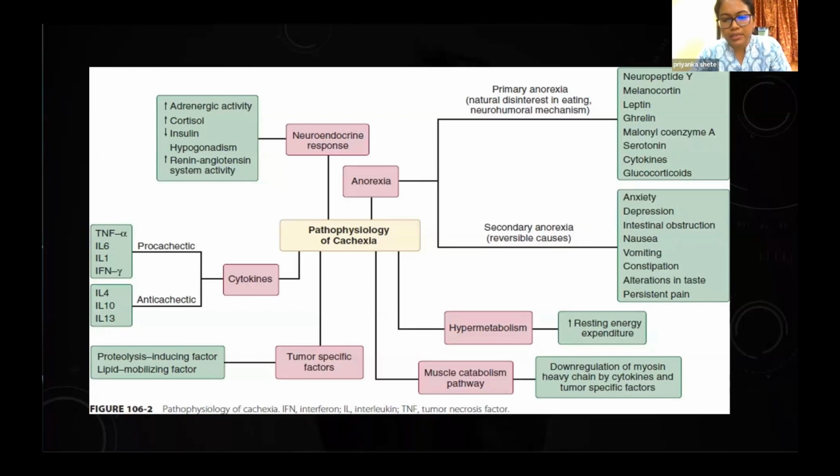Then the third one is hypermetabolism due to increased resting energy expenditure. Then the muscle catabolism pathway, in which there is downregulation of myosin heavy chains by cytokines and tumor-specific factors, like proteolysis-inducing factor and lipid mobilizing factor. Then last is cytokines. There are procachectic cytokines and anticachectic cytokines. In procachectic, TNF alpha, interleukin 6 and 1, interferon gamma. And in anticachectic, interleukin 4, 10 and 13.